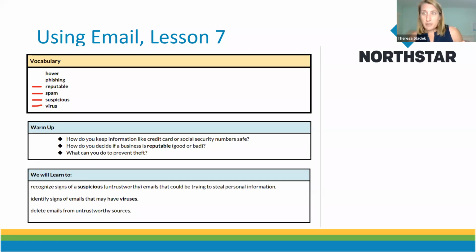The third word is spam. And then I'd have them repeat. You can repeat this to yourselves as you're practicing. The next word is suspicious, suspicious. And then the last word is virus.